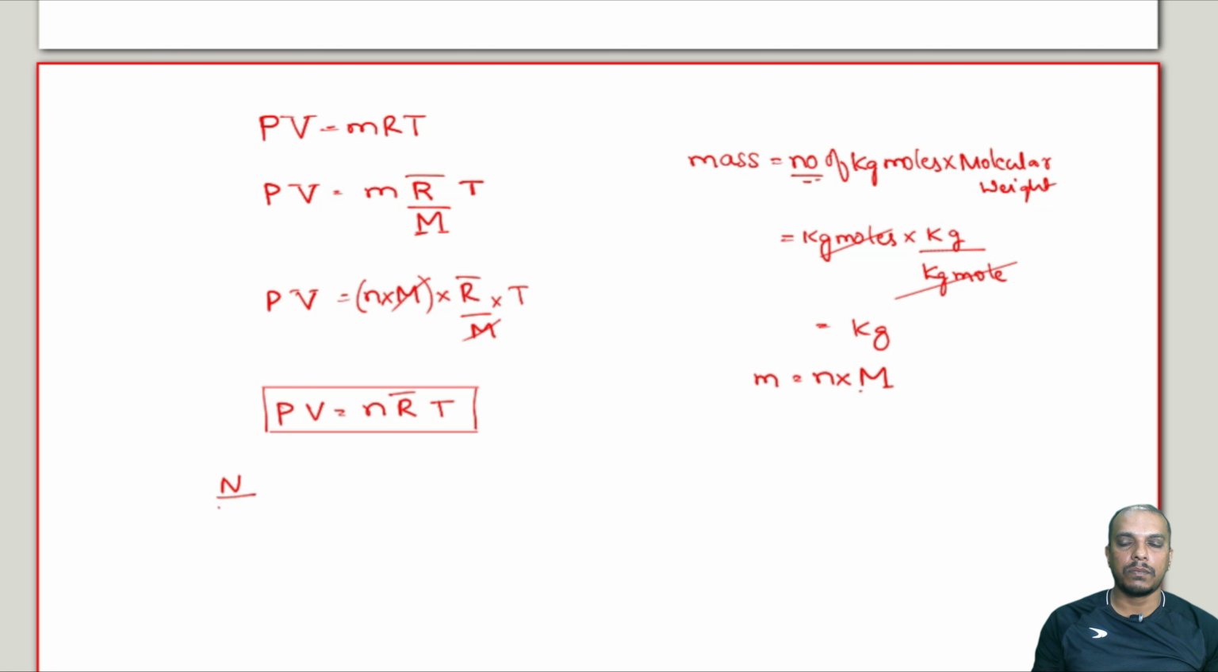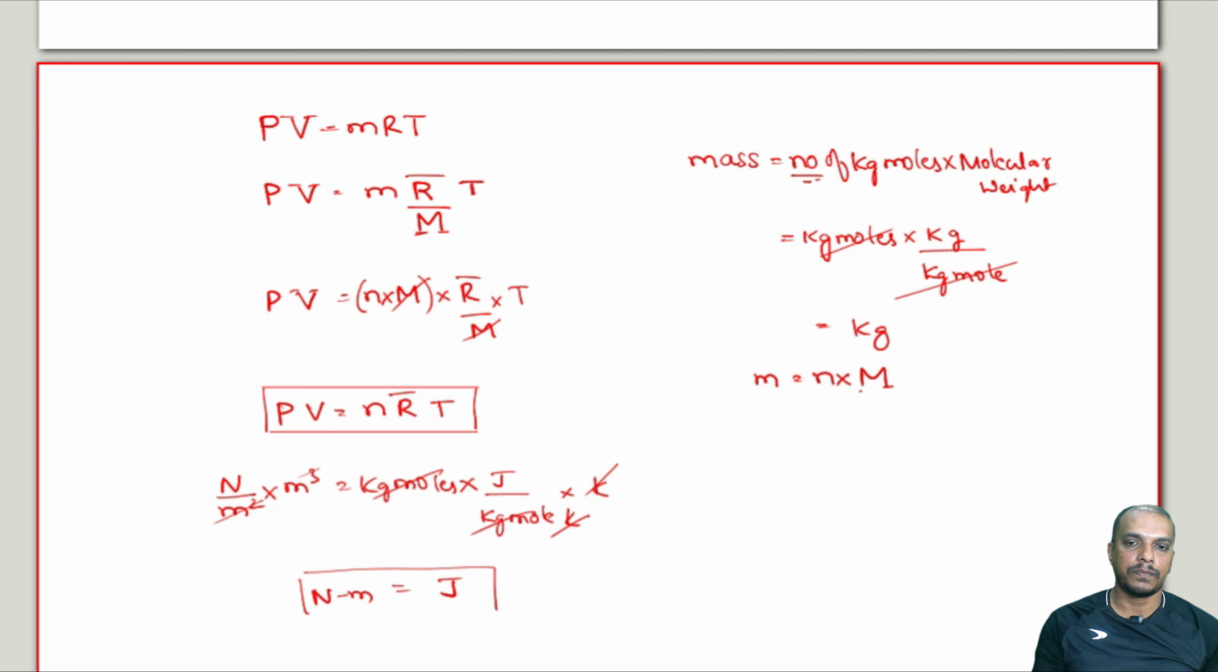And you can work on the units again. Pressure is Newton per meter square, volume is meter cube, N is the number of kg moles, the unit of R bar we know is joule per kg mole Kelvin, and temperature is in Kelvin. So kg mole goes off, Kelvin goes off, you have joules on the right side, and on the left side meter square goes off, you have Newton meter, which is joule. Let us call this equation 3. So the same equation is written in another form.